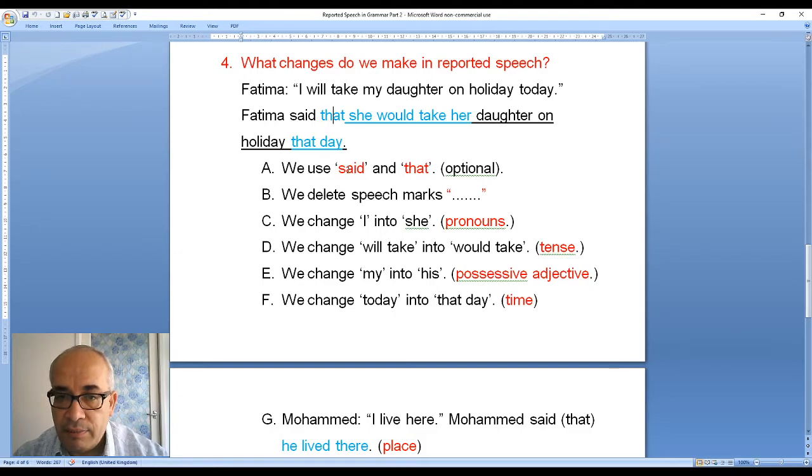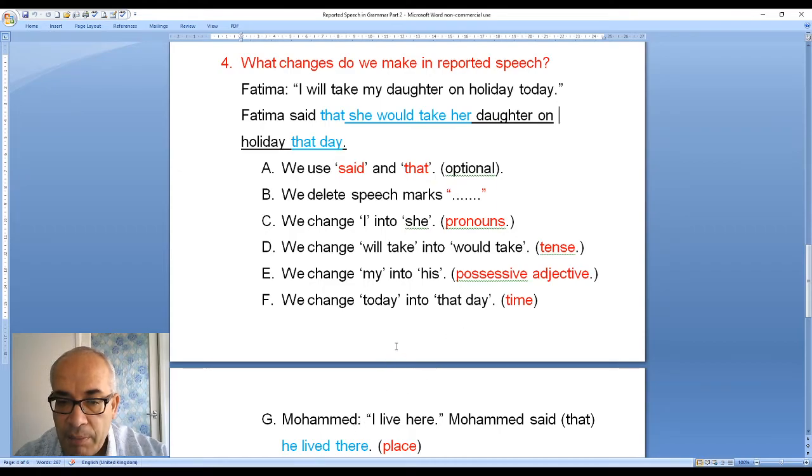We use said, which is the reporting verb. We delete the speech marks. So before I have speech marks, I delete them. After full stop, I have speech marks. These ones, I delete them. We change I into she. So I is a pronoun, we change it into she. We change will take into would take. I change the tense. We change my into his, possessive adjective. We change today into that day, which is time, because today is time. I change it into that day.